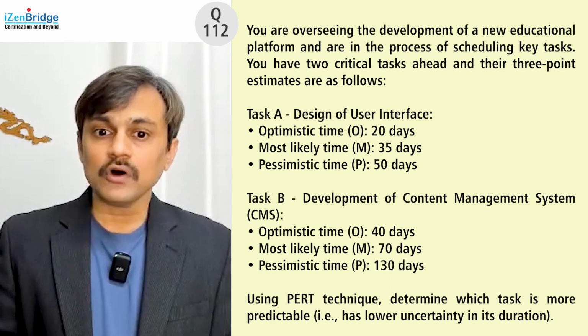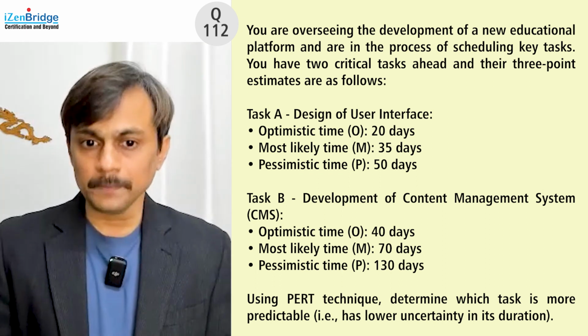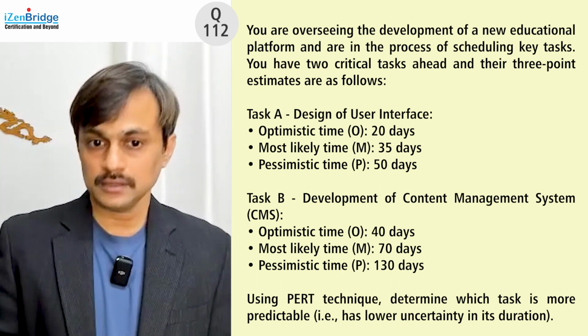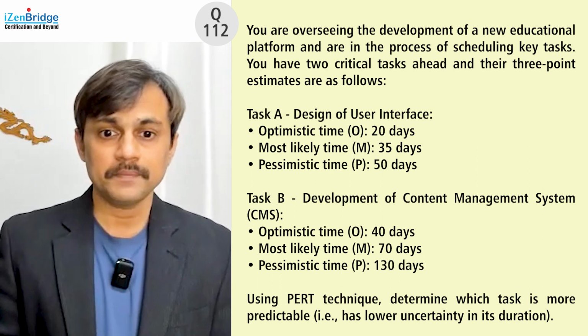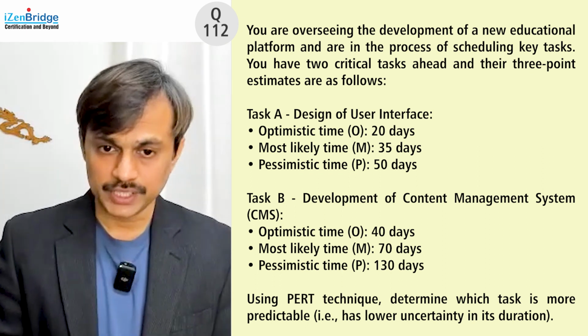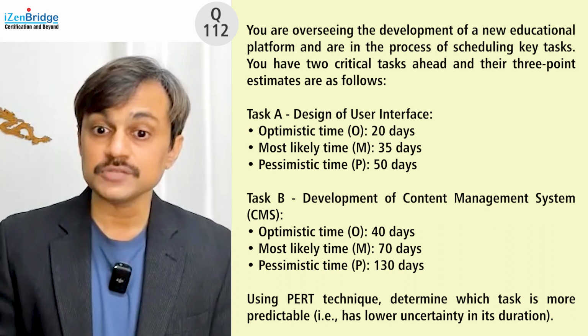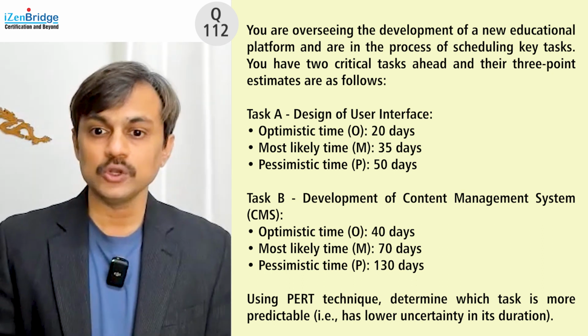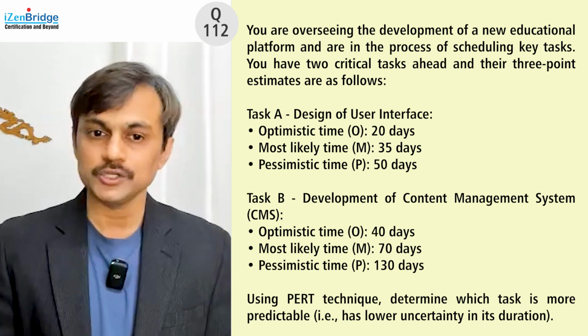Task B, development of content management system. Optimistic time 40 days, most likely 70 days, pessimistic time 130 days. Using the PERT calculation, determine which task is more predictable, that is, has a lower uncertainty in the duration.